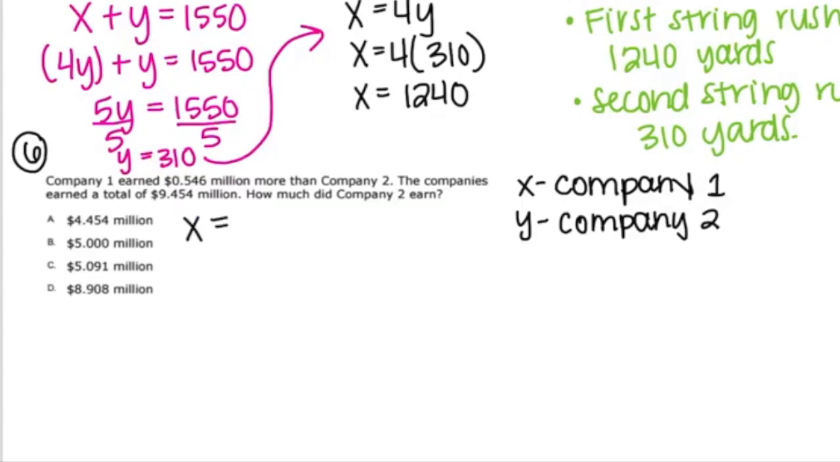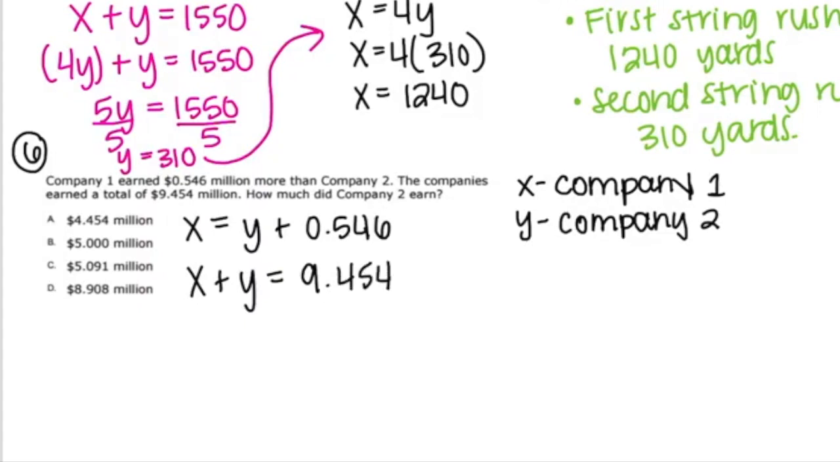All right, so Company 1, which is x, earned $0.546 million more than Company 2. So Company 2 plus 0.546. All right, the companies earned a total, so together, Company 1 plus Company 2 earned a total of $9.454 million. How much did Company 2 earn? So we want to know what is y.